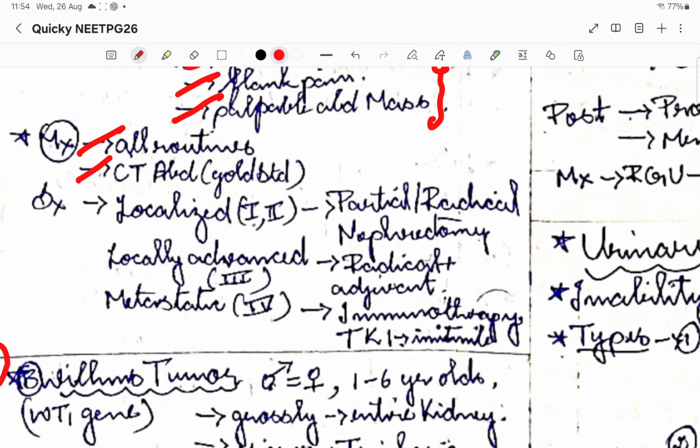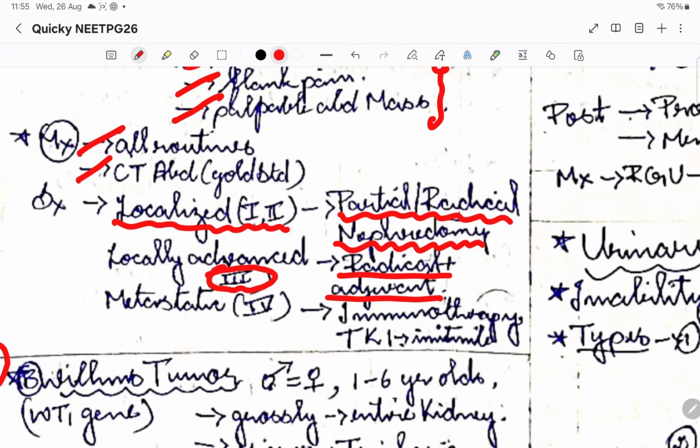Okay, so then the surgical management is the mainstay of management. So we'll manage based on the stages of it. If it is localized, the first two stages, then we are going to do partial or radical nephrectomy. If it is locally advanced, third stage, it is going to be radical nephrectomy plus adjuvant chemotherapy that we are going to give.